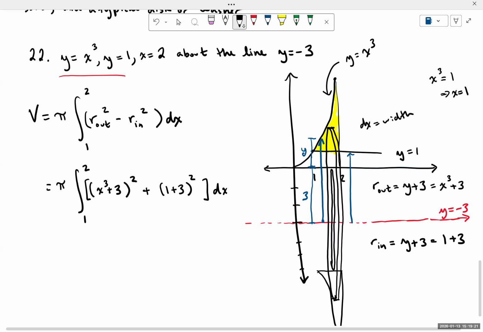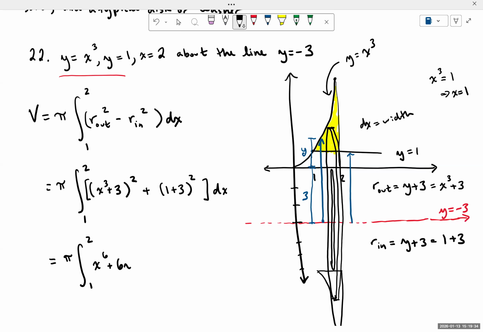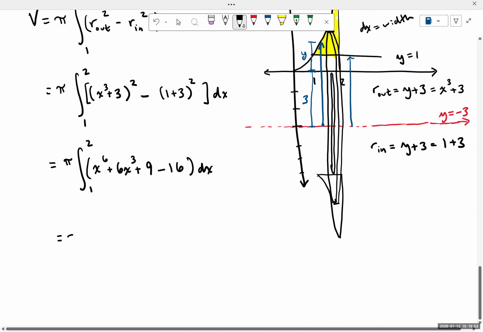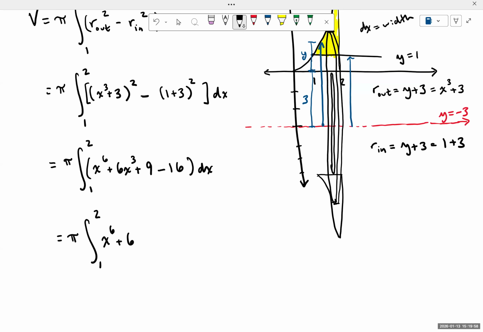Okay. So this is what I end up with, and then all I have to do is do this integral. So I get x to the 6, and I have 6x cubed, and I have 9. Oops, I better make sure that this is a minus, the way it's supposed to be a minus in what I originally wrote. Okay, so minus 16. That's much better. Otherwise, we'd really get the wrong answer. This is not a hard integral to do. Once I have the setup, this is just a polynomial.